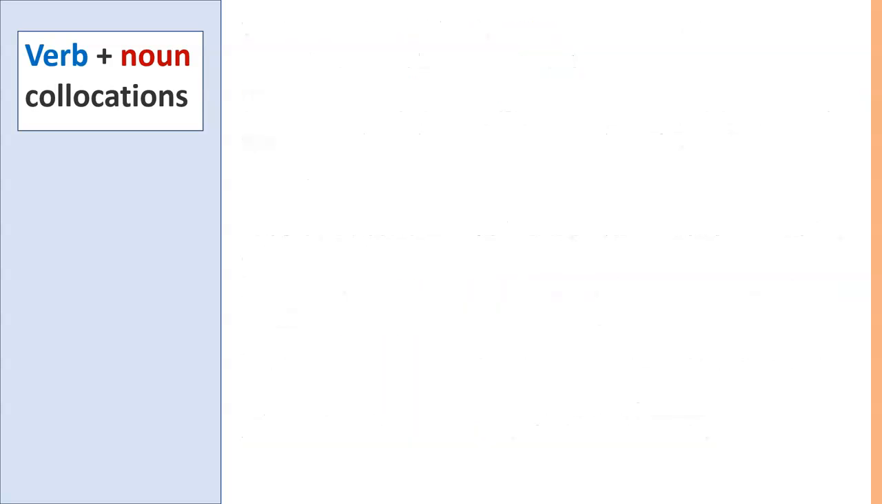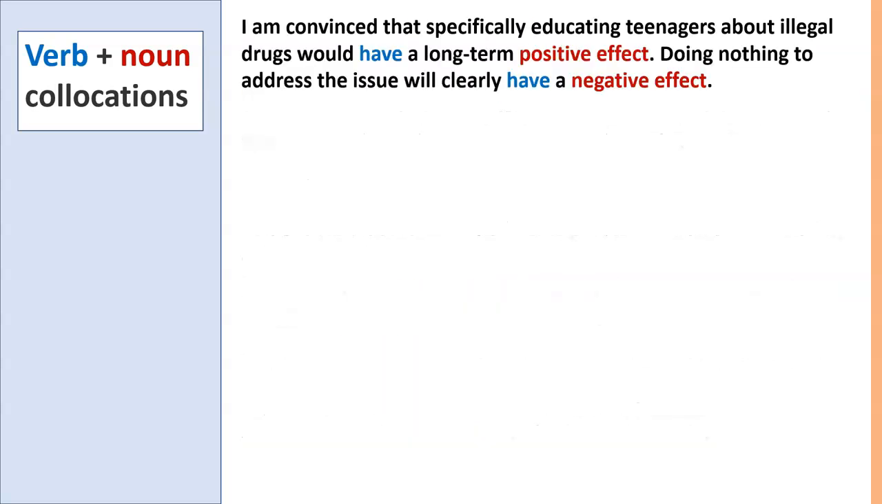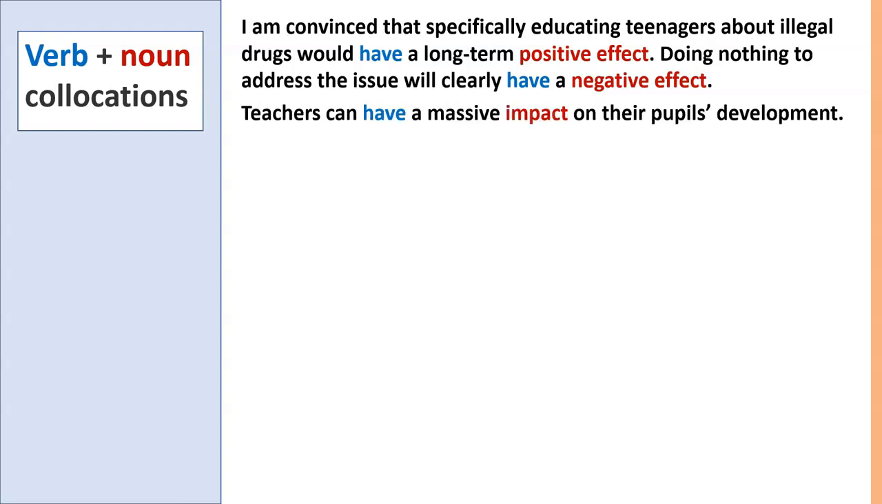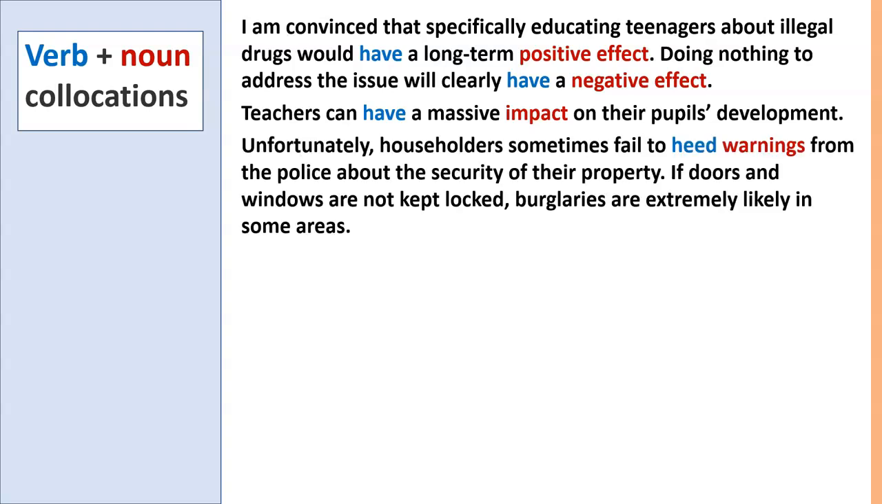So some more verb-noun collocations. If something has a positive effect, then it leads to good results. If it has a negative effect, then it leads to bad results. If something has an impact, then it causes an effect. It causes things to change.